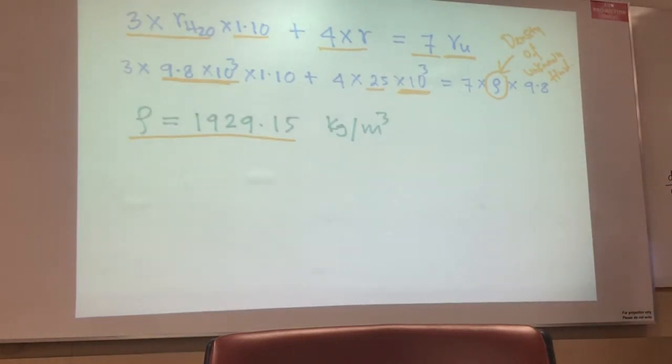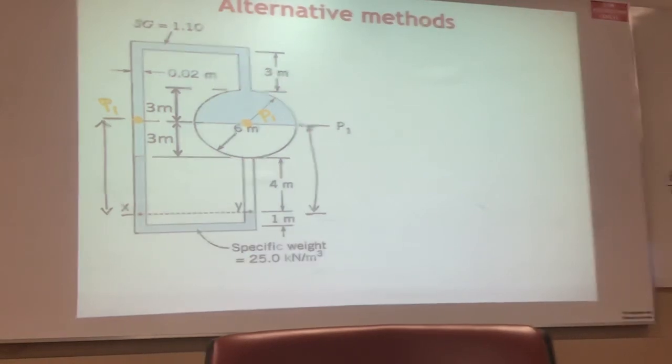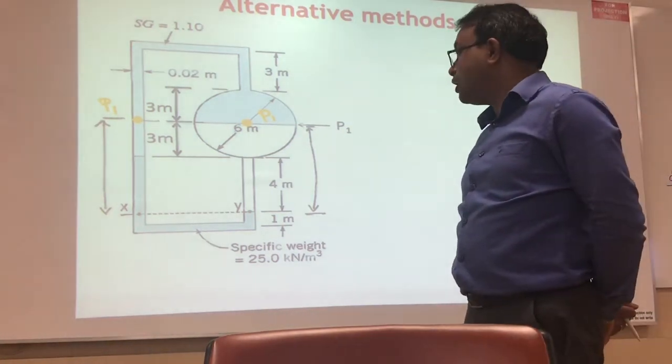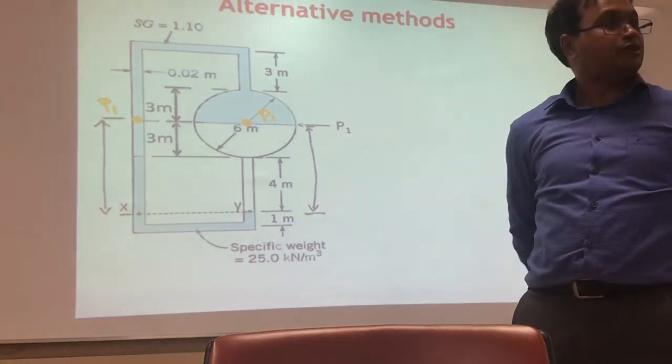Alright? Any question? No. This is the easiest method, right? So another method I show you. In another method, I choose this pressure. At that point, the pressure is definitely P1. Now I give you one question. Can you tell me what is the value of P1? What is the value of P1?